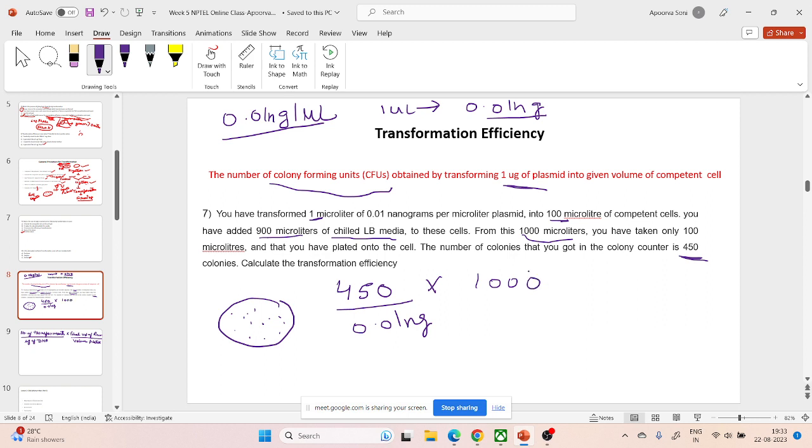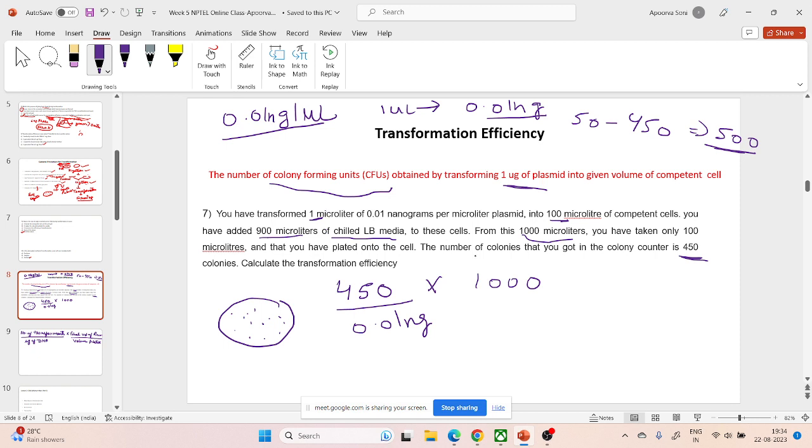So the final volume of recovery is the final volume that you get after adding the chilled media. Suppose you took 50 microliters of competent cells and added 450 microliters of media, then your final volume of recovery would be 500. So for the final volume of recovery, you add the microliters of competent cells that you have taken plus the microliters of LB media used for the recovery process, so that the cells do not go under stress.